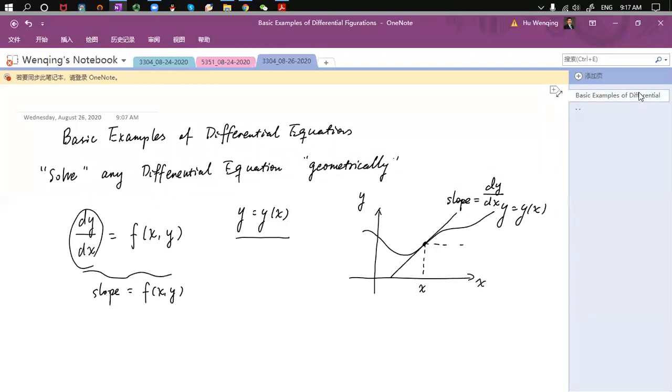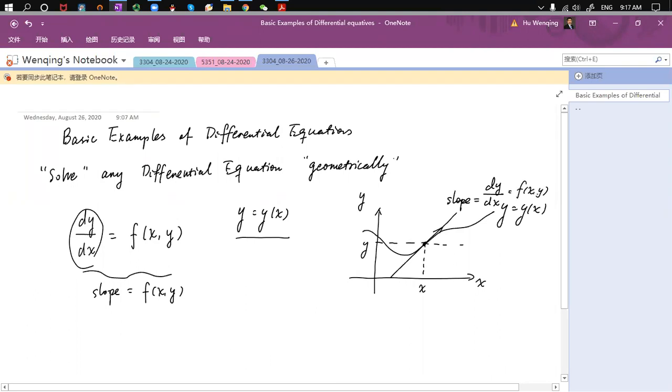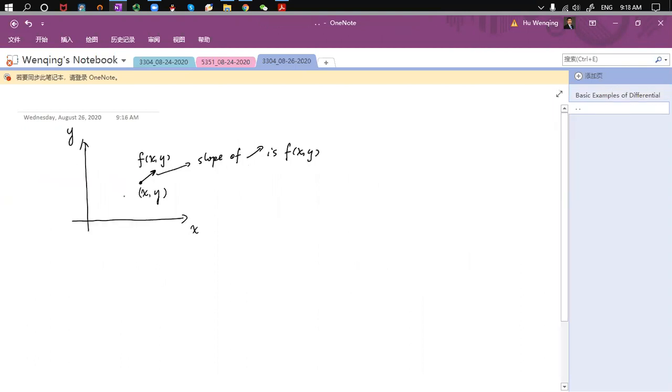For example, at this point x and y, the slope is given by some f(x,y). But we know that if there is a solution to the differential equation, it must be tangent to the slope direction at point (x,y). So the solution might be either like this or maybe like this, but the tangential direction of your curve has to be aligned with f(x,y), such a slope at point x and y in space.